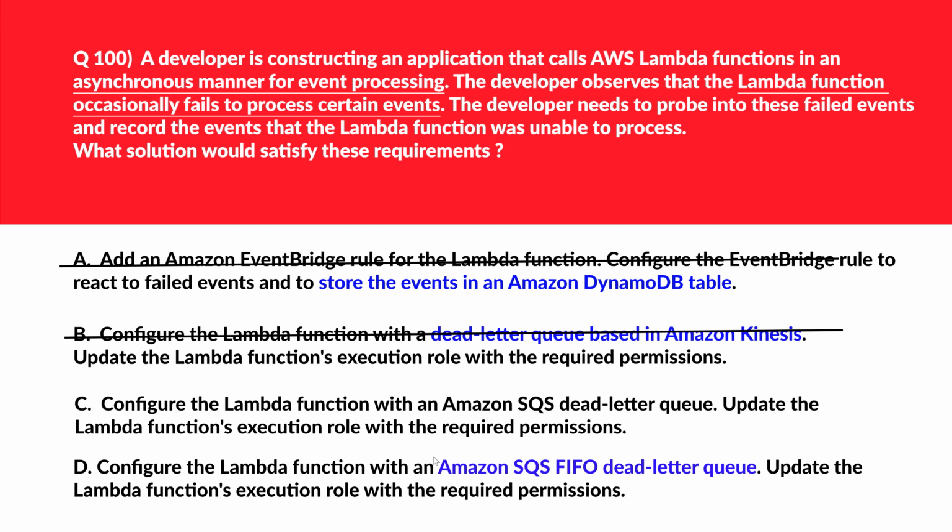We'll move to option D now. D says configure the Lambda function with an Amazon SQS FIFO dead letter queue. So an SQS FIFO dead letter queue would be more than what is required for this task if you read the question, because we don't need ordering or deduplication, those kinds of things. So this is overkill for this task. It's like you need a car, but you are hiring a rocket, so we don't need it. Let's reject this. We'll lock option C as the correct answer.